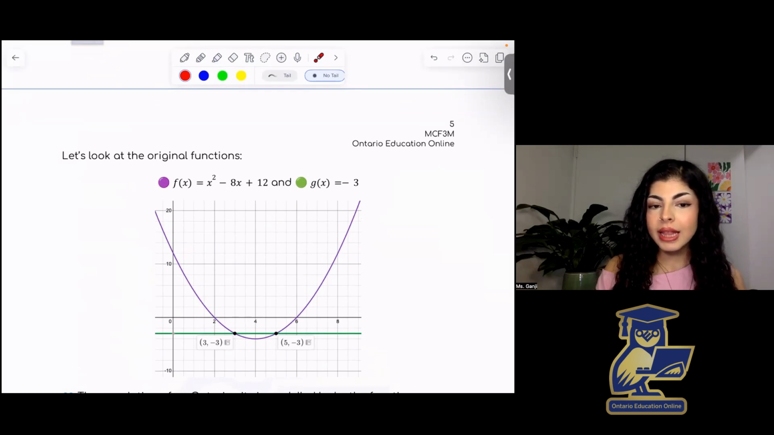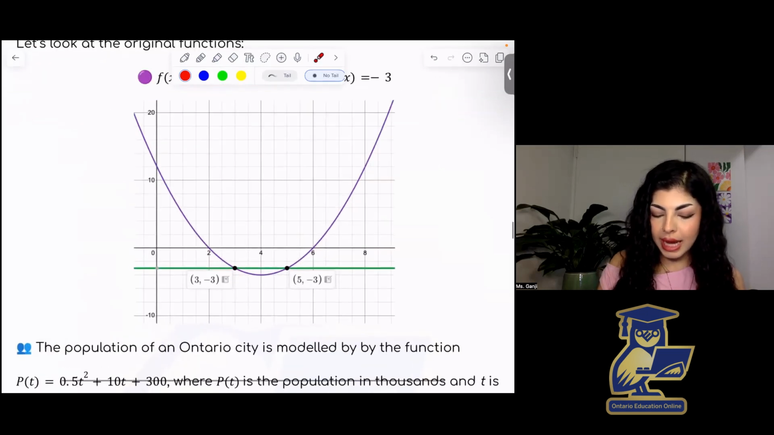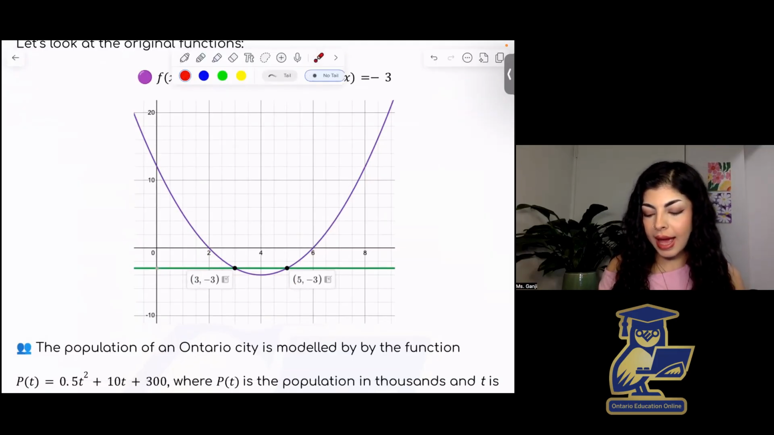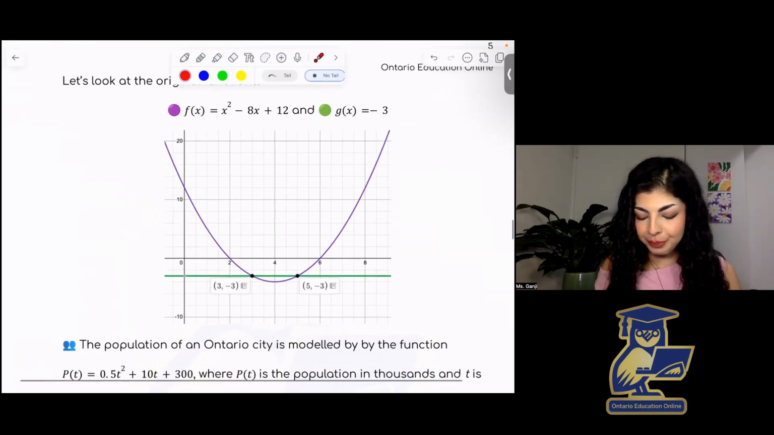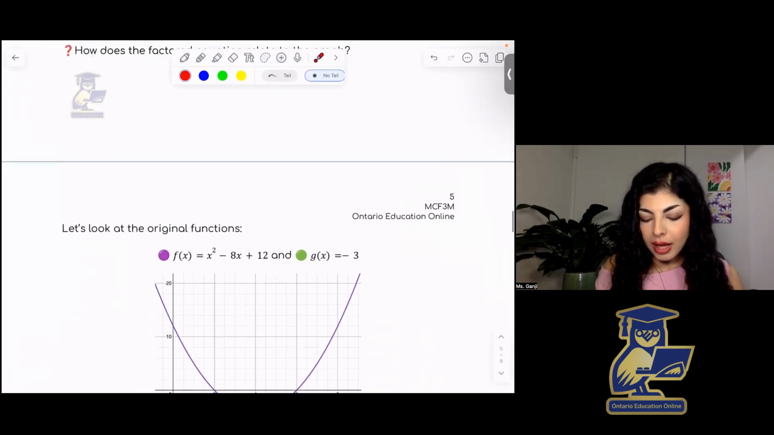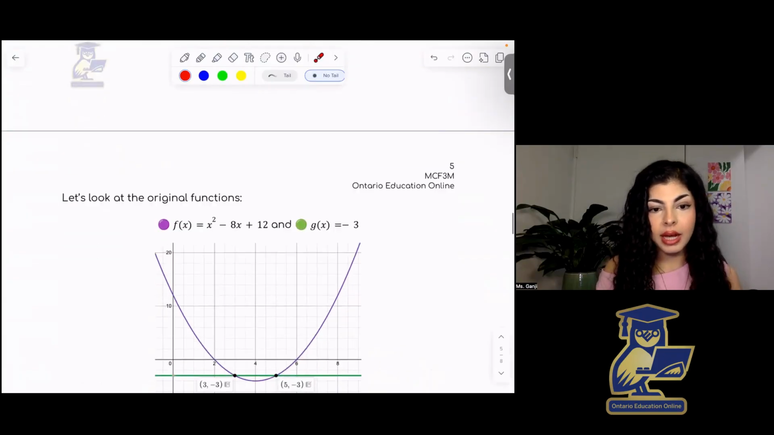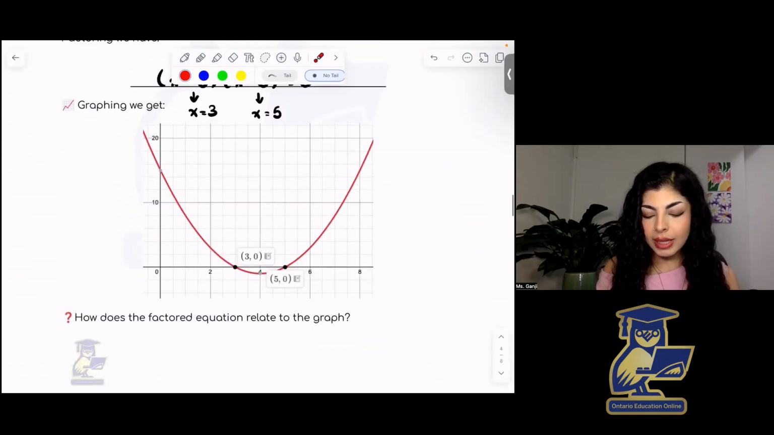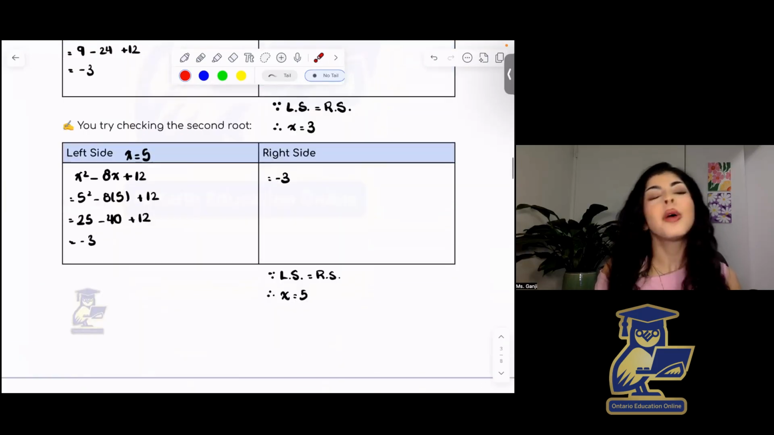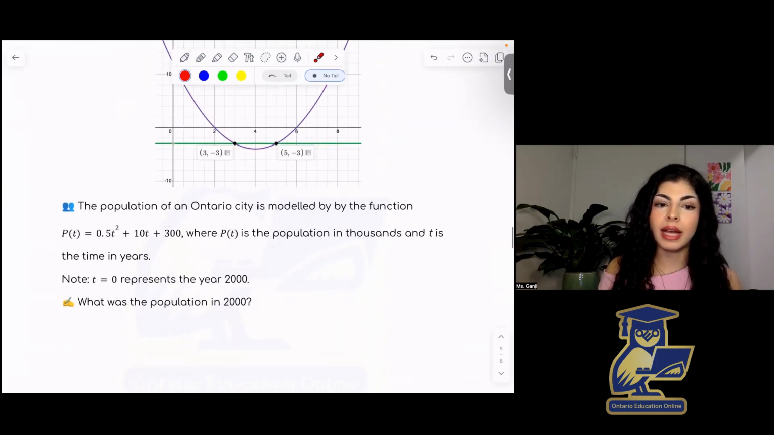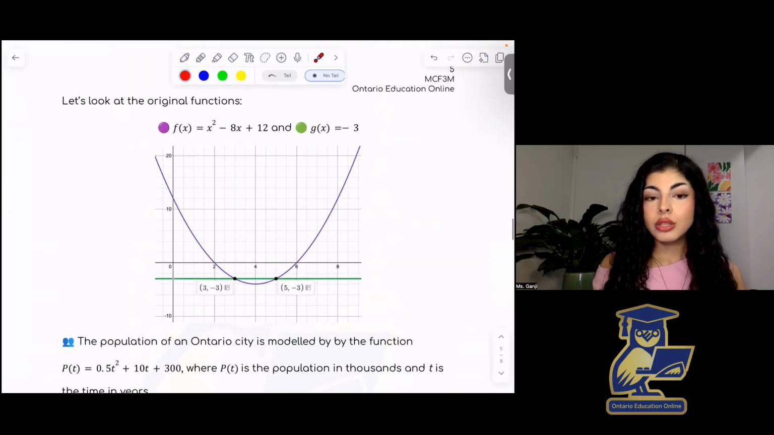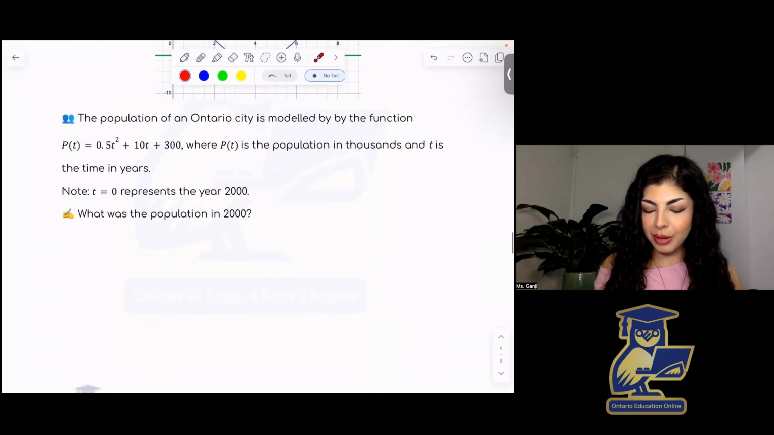And you can see that they do intersect at x is 3 and at x is 5. And the output value at which they intersect is -3, which was the same value as g of x. So I hope you see the connection between these two, as well as what we saw in this problem where we got the two vertical lines of x equals 3 and x equals 5. So now let's apply that to a word problem.